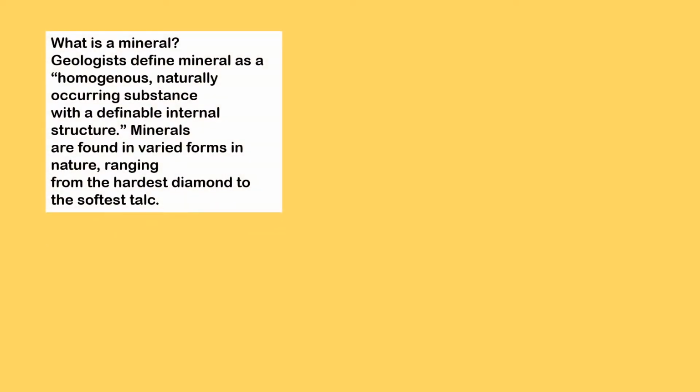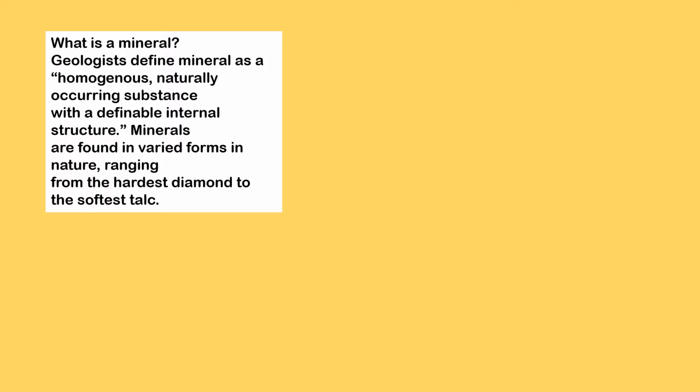What is a mineral? It is a homogeneous, naturally occurring substance with a definable internal structure. Homogeneous: a mineral is composed of the same substance throughout its entire structure. This is what distinguishes minerals from rocks. Rocks are often made up of a mixture of minerals and can have a non-uniform composition.